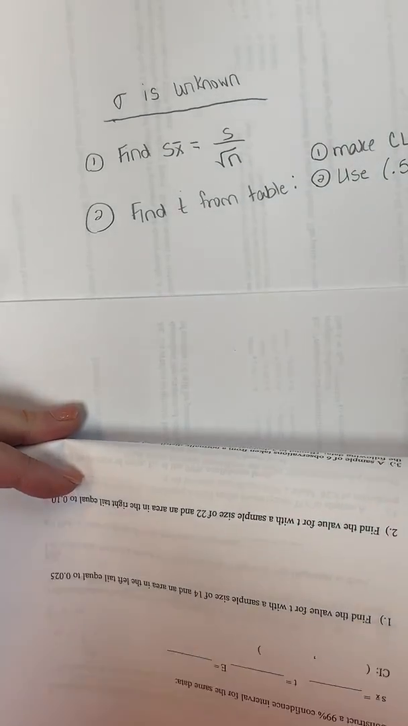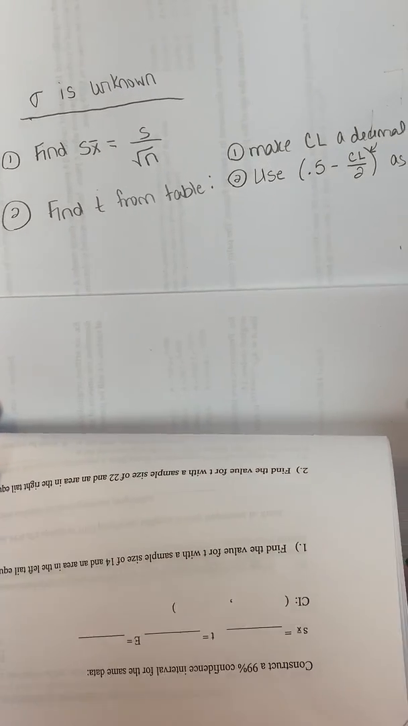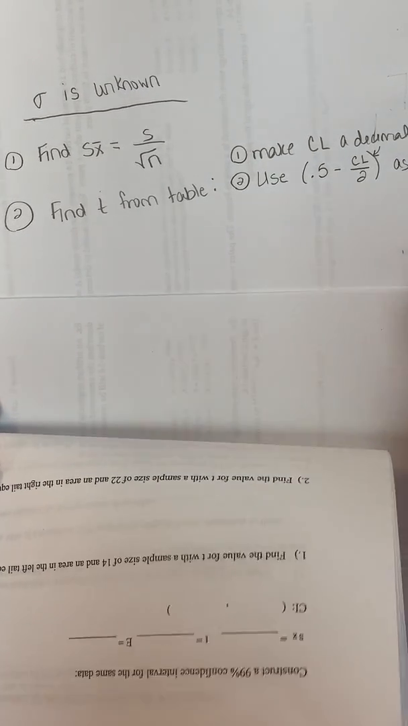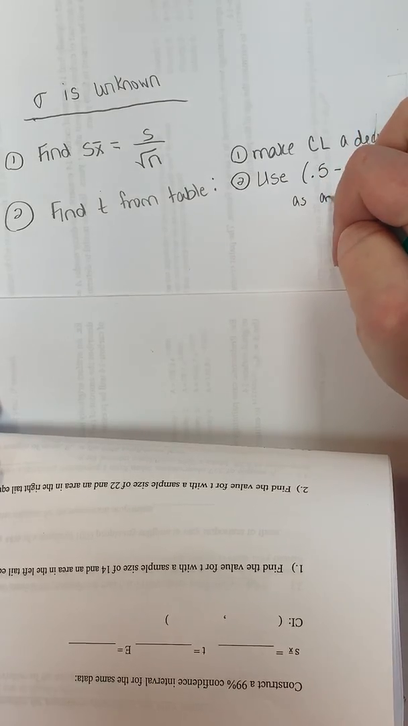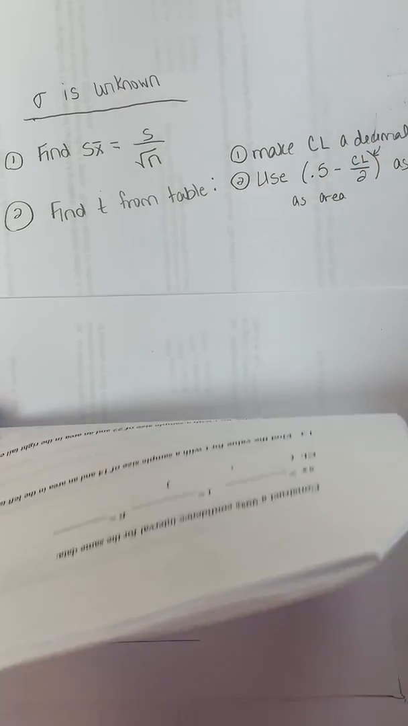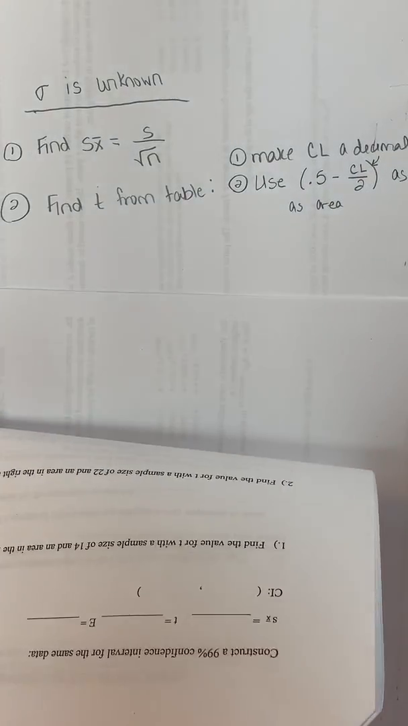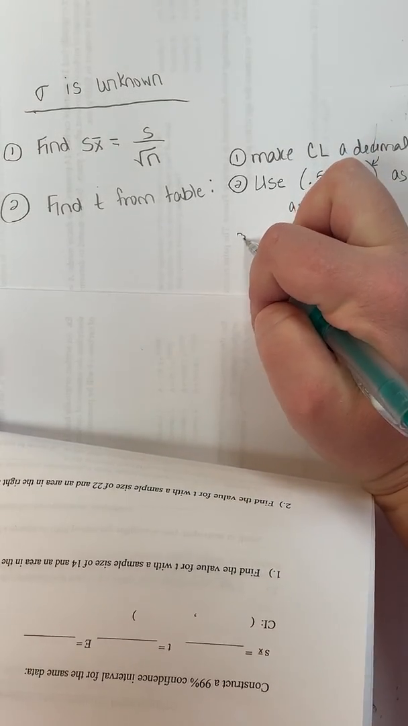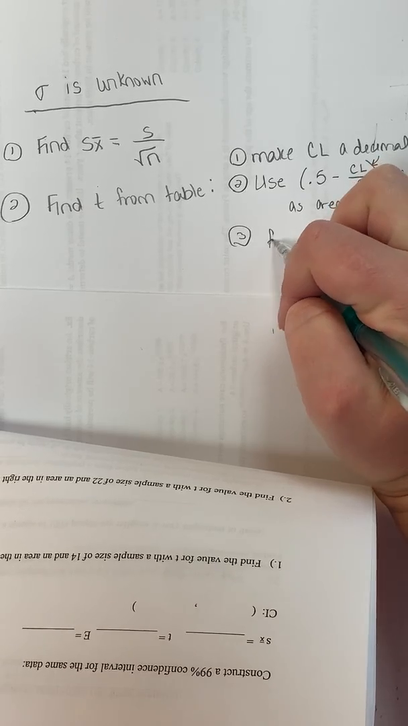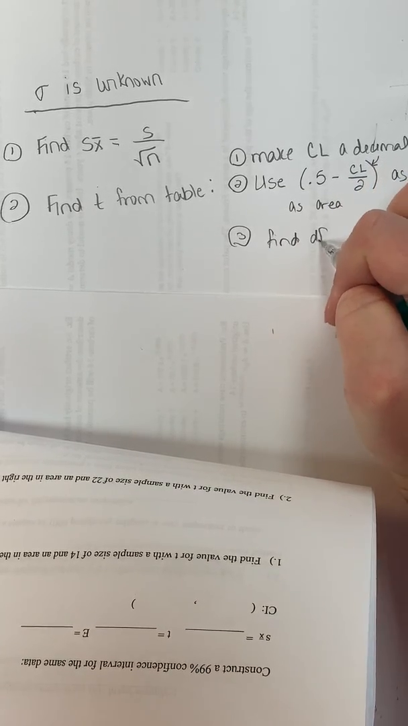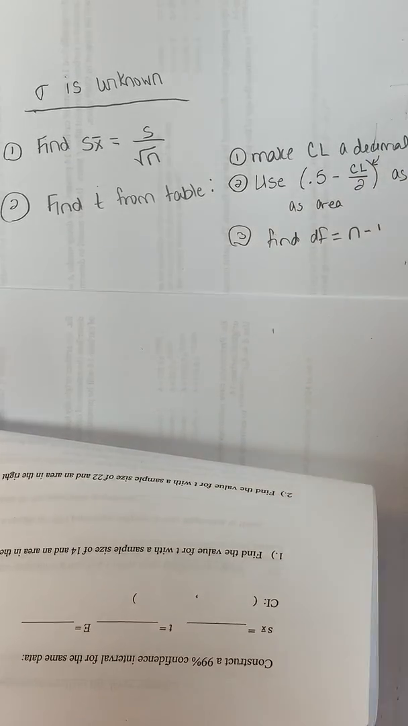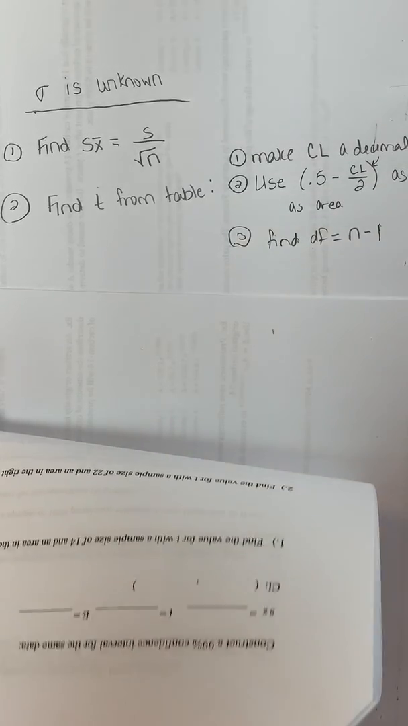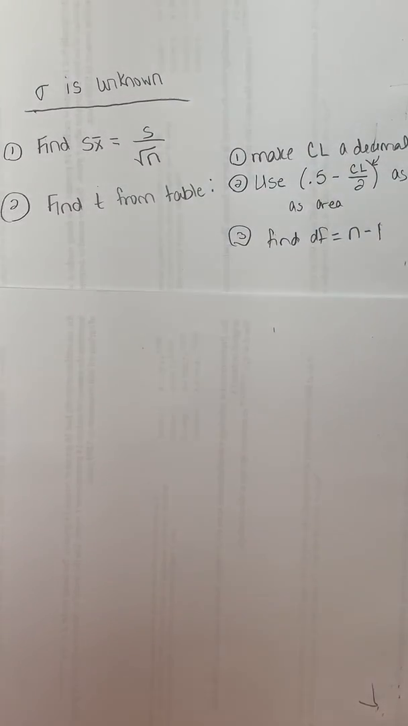Okay, make sure you guys can see this. Sorry, I'm kind of writing right off, write that over as the area. That's what that says. Okay, I'm writing a little too big. Sorry, guys. All right, and then step 3, find your degrees of freedom, which is n minus 1. Okay, that's going to give you t from your table.